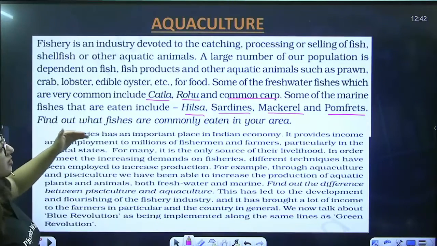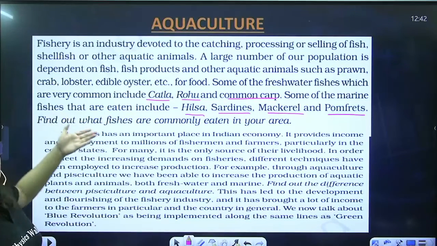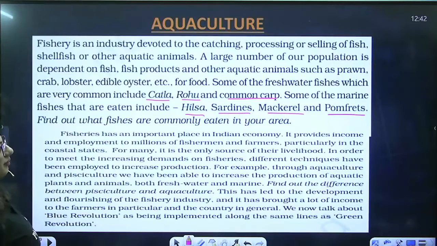Find out what fishes are commonly eaten in your area. Wheresoever you live, tell me what is the most favorite fish you have. Fisheries has an important place in the Indian economy. It provides income and employment to millions of fishermen and farmers, particularly in the coastal states.